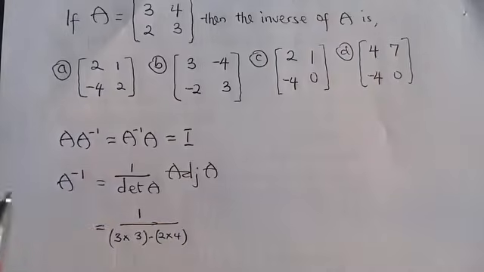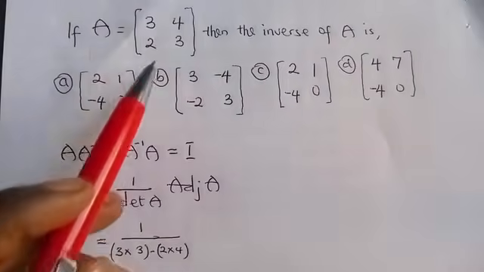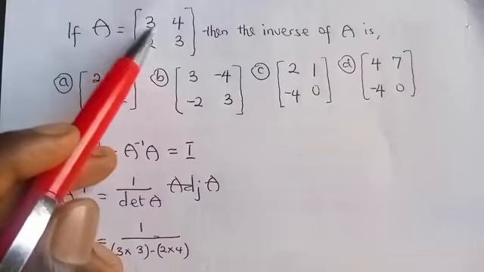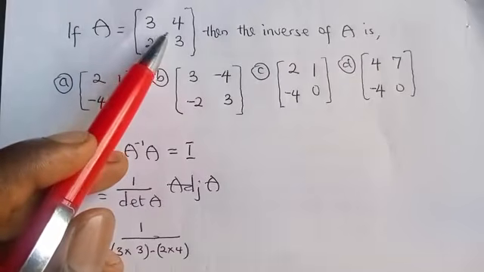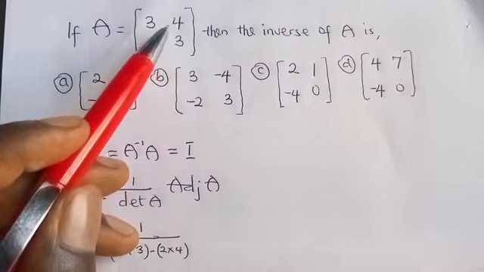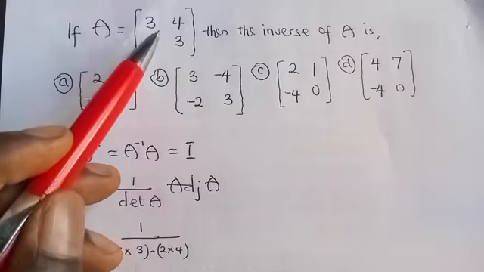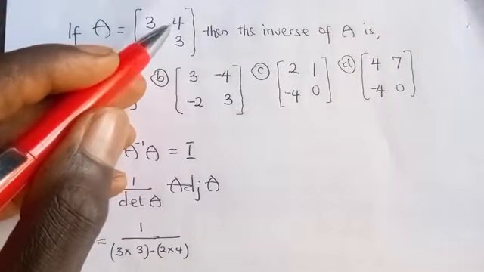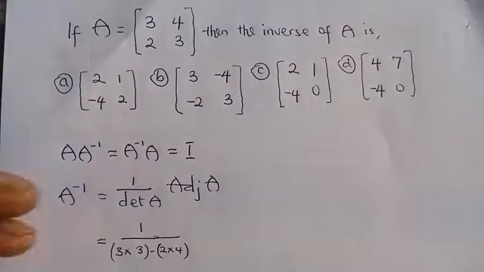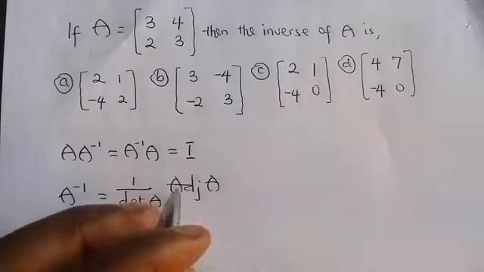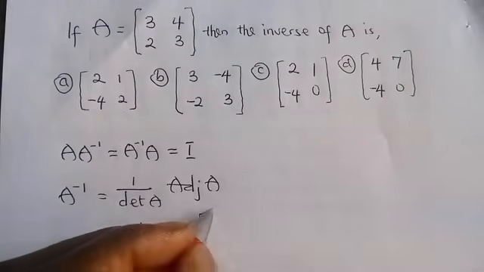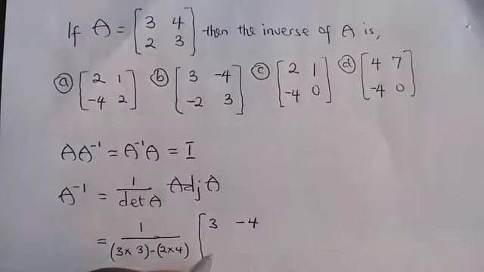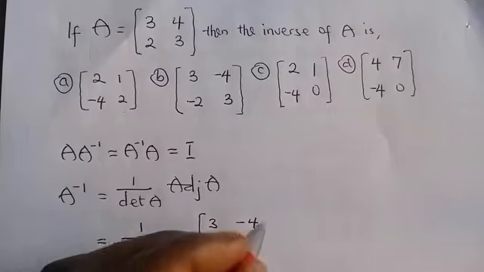Multiplied by the adjoint. The adjoint here, we are simply going to swap the position of the entries in the main diagonal, which in this case are 3, 3, and then change the sign of the entries in the second diagonal. So if here is negative, in the adjoint we turn it to positive. But since here they are positive, we are going to use the negative. That is the opposite. So we are going to multiply this by 3, -4, -2 and then 3.